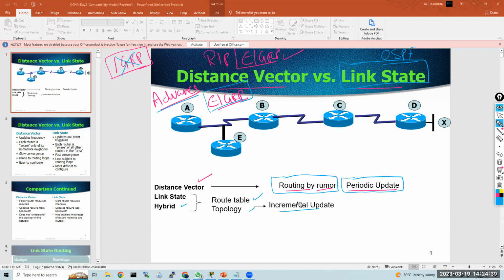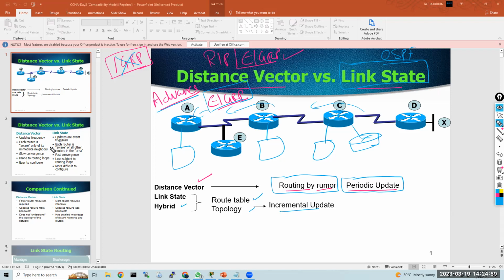When any network changes, say for example, if you add one more network here, and everybody updates their routing table, it will send the one incremental value. So it keeps on incrementing by updating their routing tables.